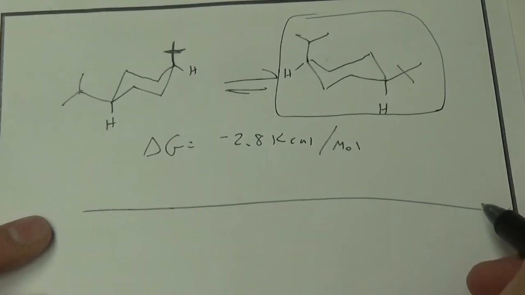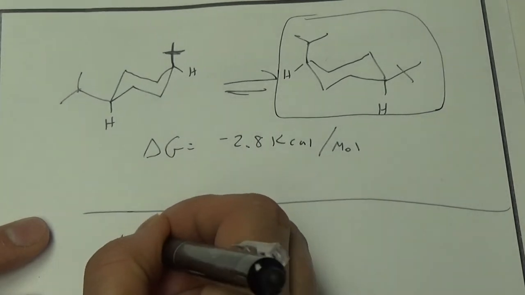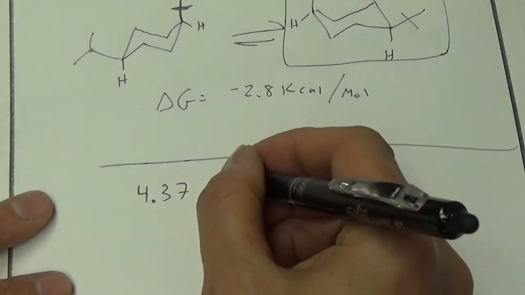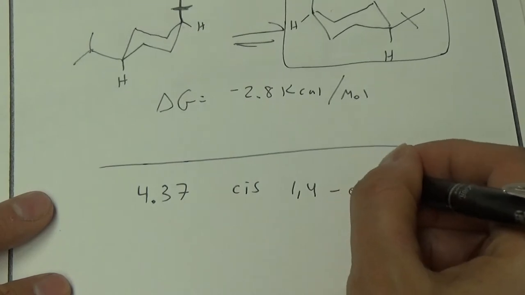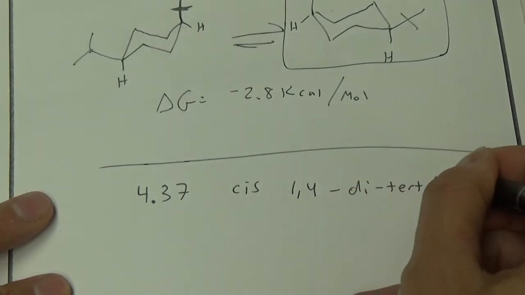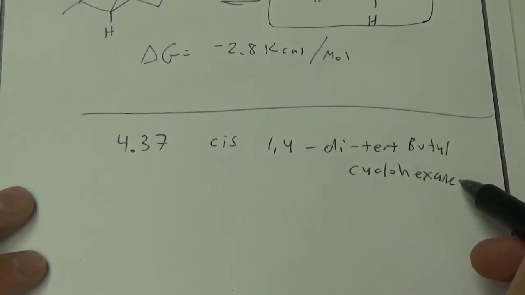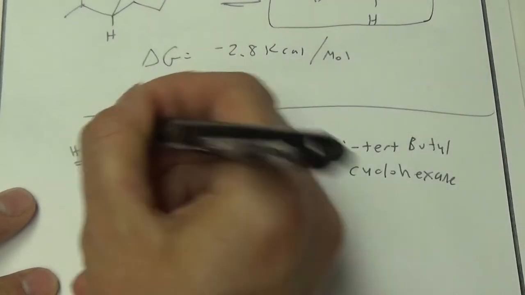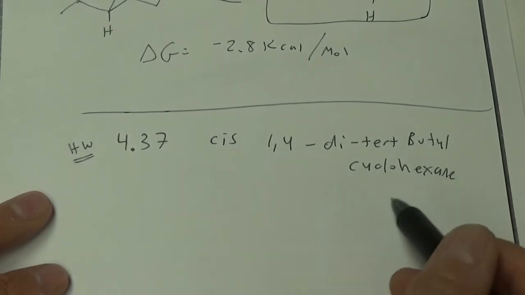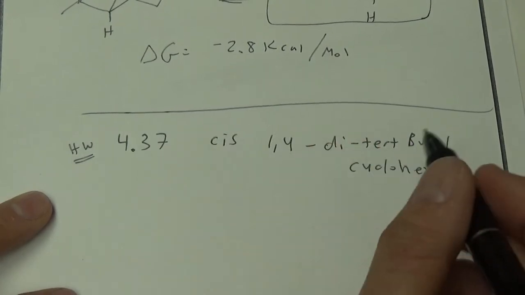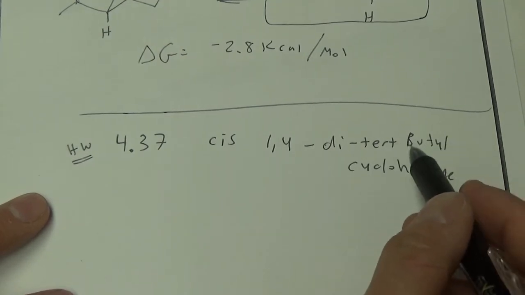There was a book problem. Maybe it's chapter 4 problem 37. It asks you about cis-1,4-ditert-butylcyclohexane. I think this is the problem number. It's one of the problems in the homework. And it asks you how would we draw this and what would be the dominant isomer? Well, this is weird because tert-butyl is so massive. Tert-butyl is so massive, and it does not want to be axial, right?